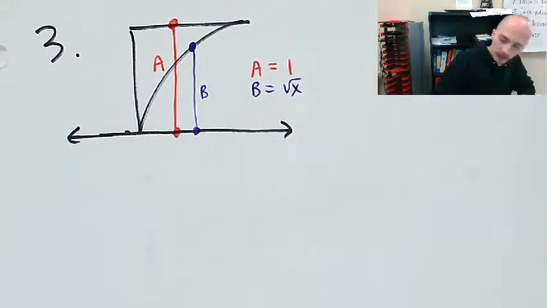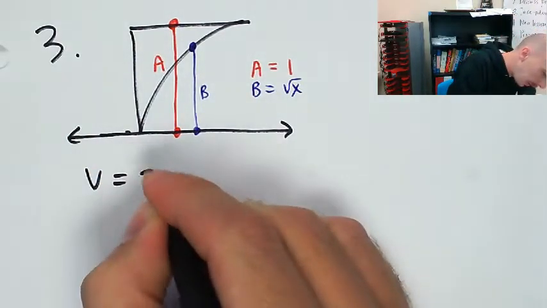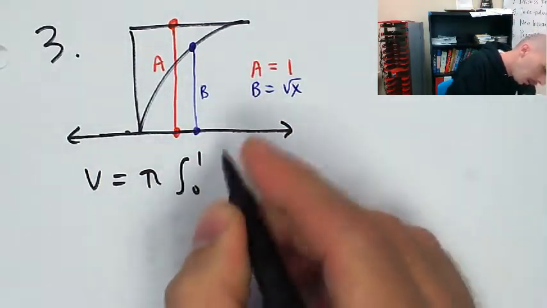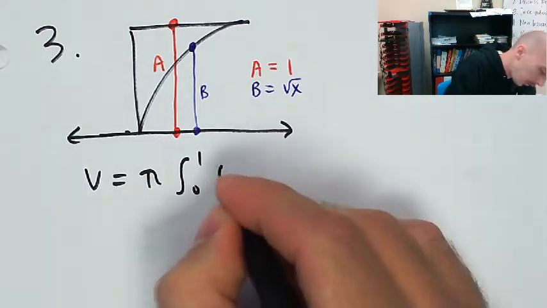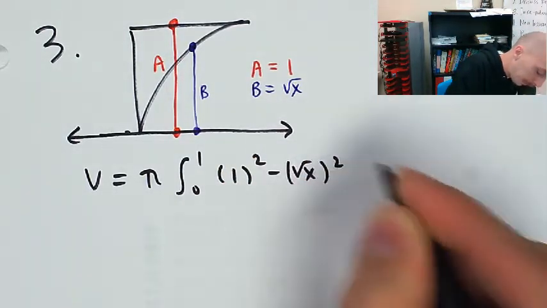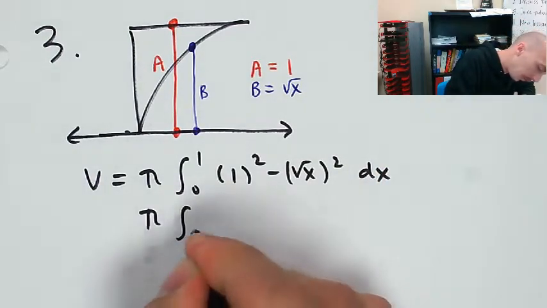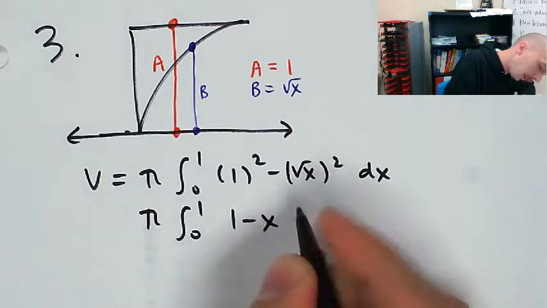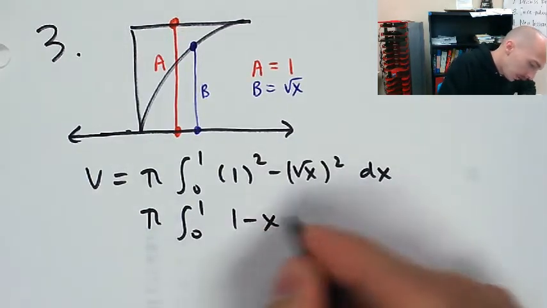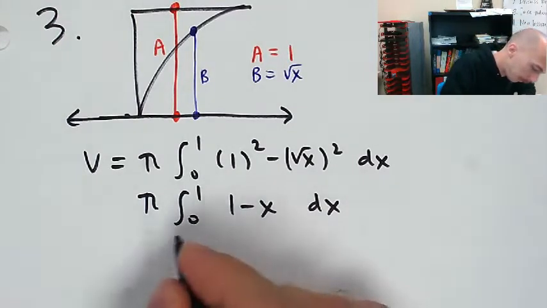So I'm going to say, oops, wrong color. Volume is going to equal pi times the integral from 0 to 1 of large radius squared minus small radius squared dx. So this is pi times the integral from 0 to 1 of 1 minus x dx. I'm going to take an antiderivative.